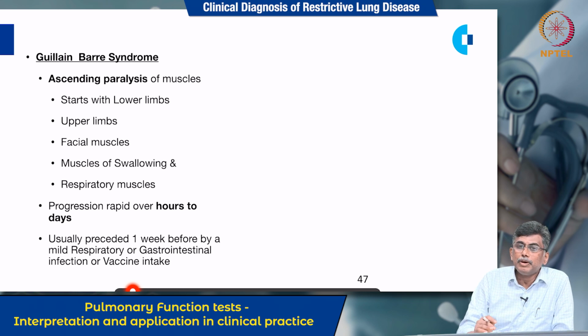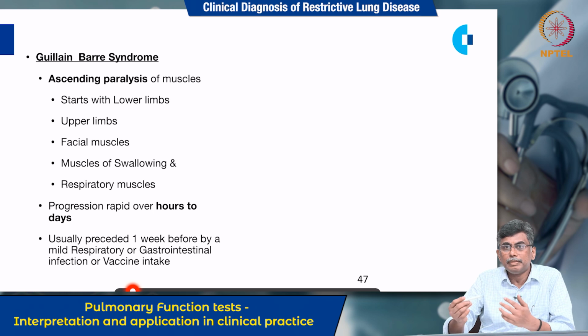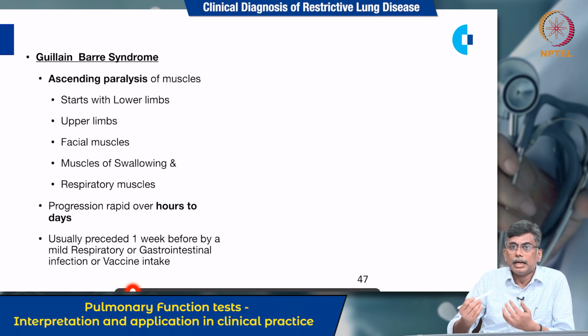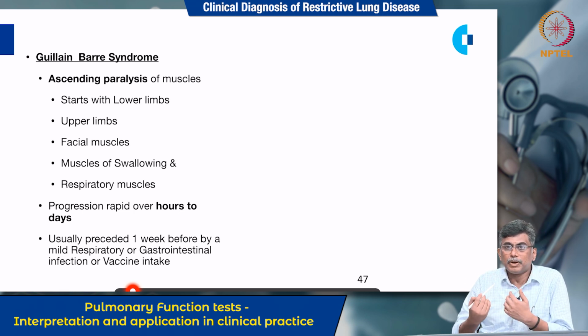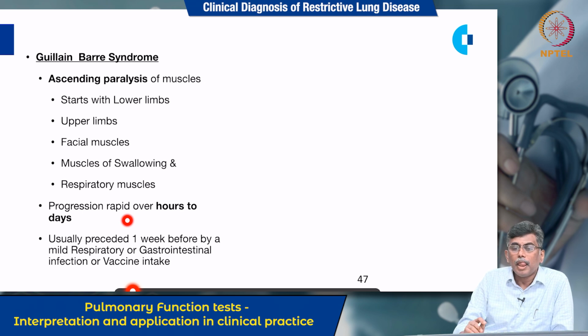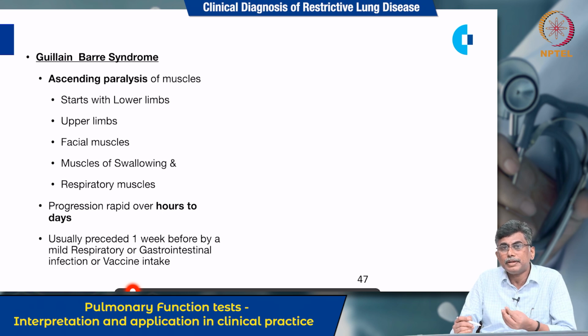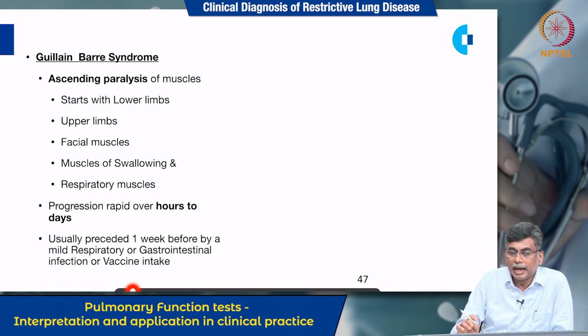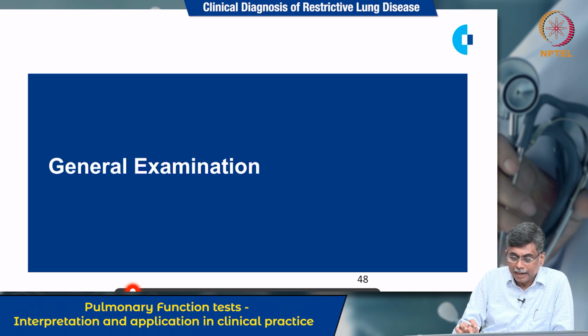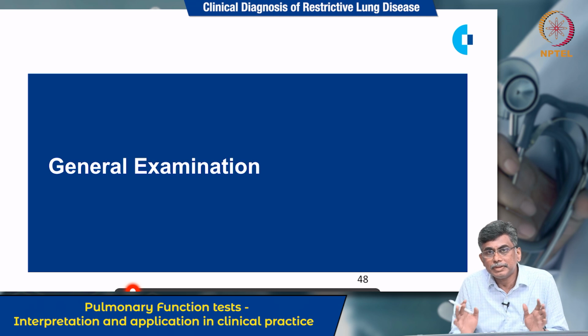Then with regards to Guillain-Barré syndrome, the classical thing is that the paralysis will be ascending. It will start from the legs and the paralysis will go up and involve the upper limbs, then the facial muscles, then swallowing difficulty, then the respiratory muscles. The progression is quite rapid and it is usually preceded by a respiratory tract or an intestinal infection. Just 1 to 2 weeks before this particular episode, they can have this respiratory tract infection. Now this is with regards to history.